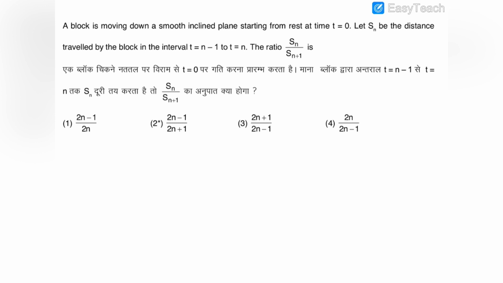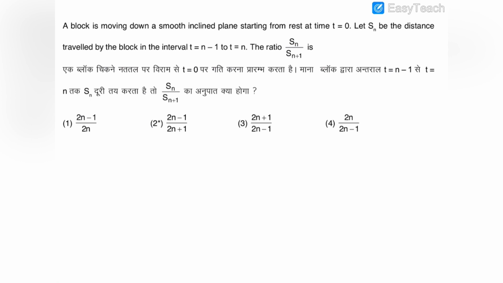In this question, you can see that there is a block which is moving down on a smooth inclined plane, starting from rest at t is equal to 0. And S_n is the distance traveled by this block in the interval of time which is n minus 1 to n. So we have to find out S_n upon S_(n+1).